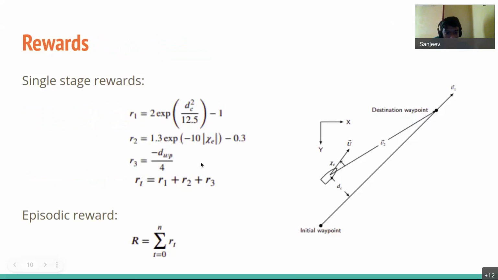And this is how we are defining the reward. Three rewards are defined at every time step. One reward is a function of the side track error, the other is a function of the course angle error, and another is just a linear function of the distance. At each time step, the agent obtains the summation of these rewards, and if it reaches the goal point, a large positive terminal reward of plus 100 is given. The episodic reward is just the summation of the rewards obtained at each time step by the agent.